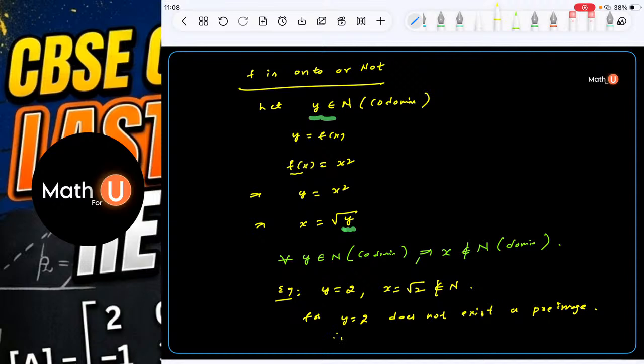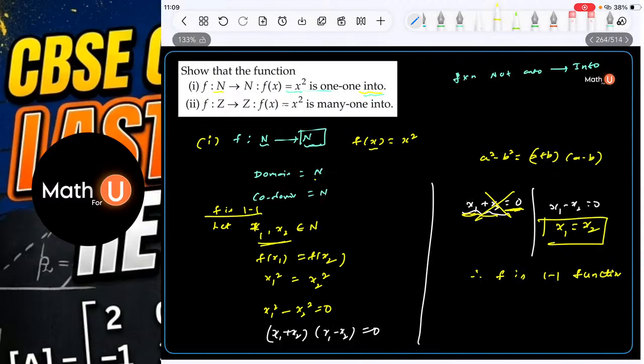Therefore f is not onto. If f is not onto, therefore f is an into function. Like this, you should show whether the function is 1-1 or onto. Okay, is it clear?